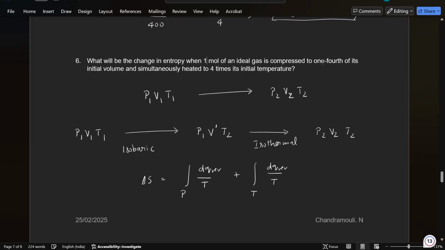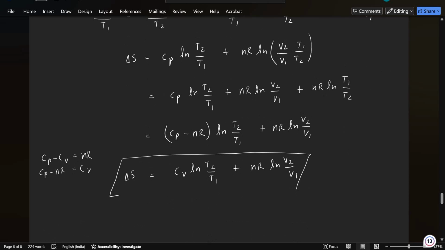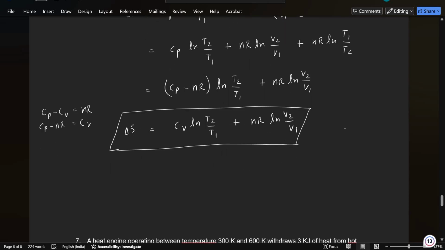Okay. 1 mole compressed to 1/4 of its initial volume. So basically, what is V2 now? V2 is 1 by 4 into V1. And the initial temperature, again, it's heated to 4 times its initial temperature. That means T2 is 4 times T1. Yeah, let's substitute all those things.